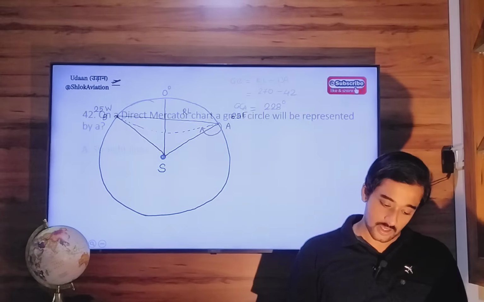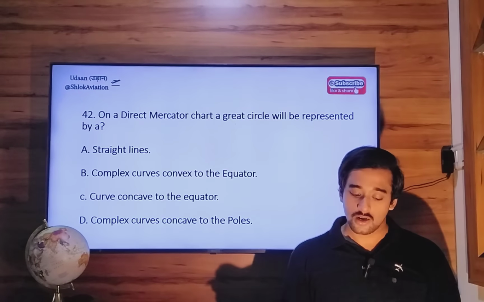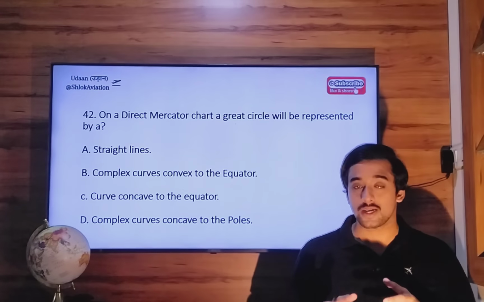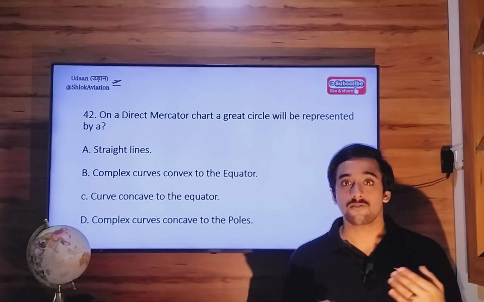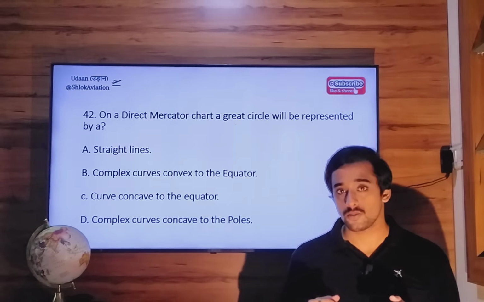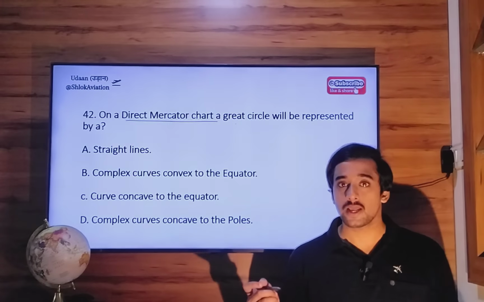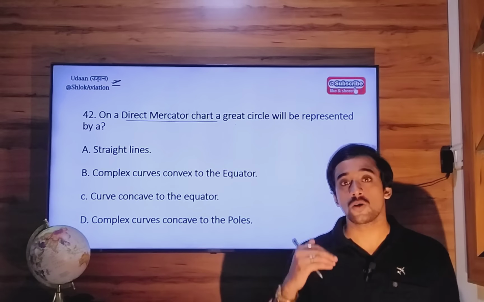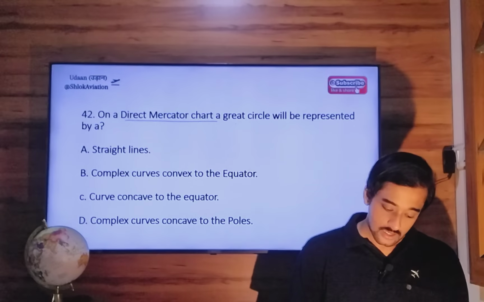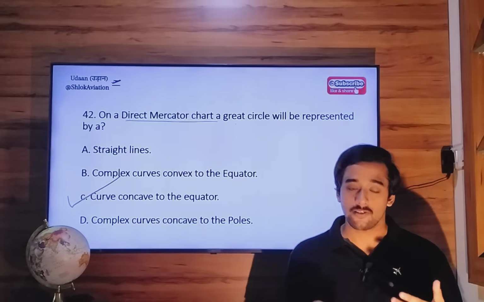Next. On a direct Mercator chart, a great circle will be represented by a straight line, or by a curve which is convex to the equator, meaning bending towards the equator. A curve concave to the equator means a curve bending away from the equator. Curves concave to the poles means curves that are bending away from the pole. So remember the properties of the direct Mercator chart. On a direct Mercator chart, the great circle will be represented by a curve which is bending towards the pole, North Pole or South Pole. That means, in other words, it is bending away from the equator.